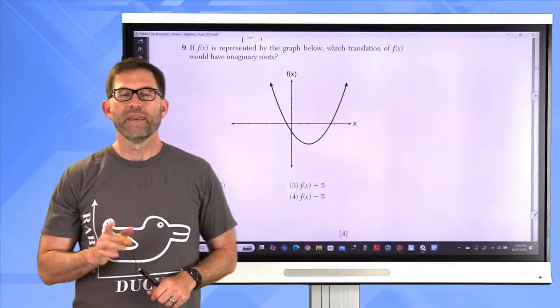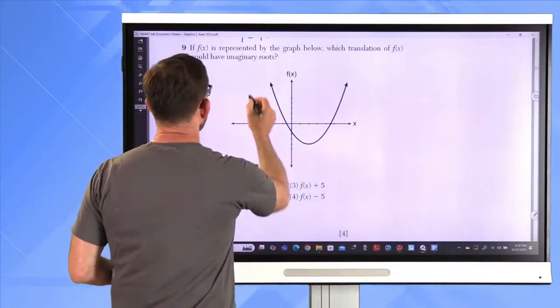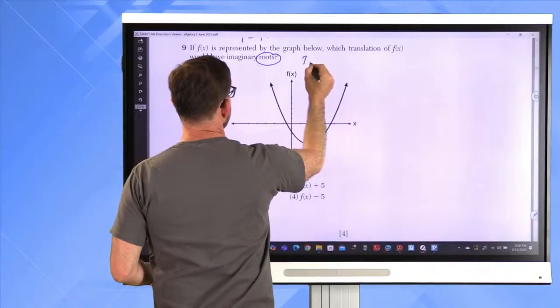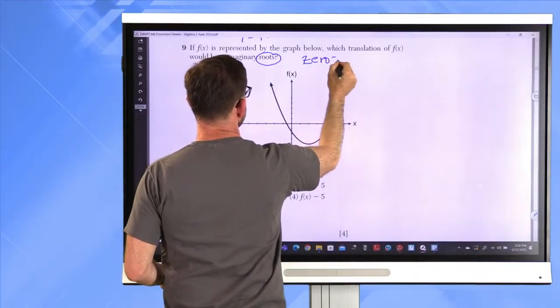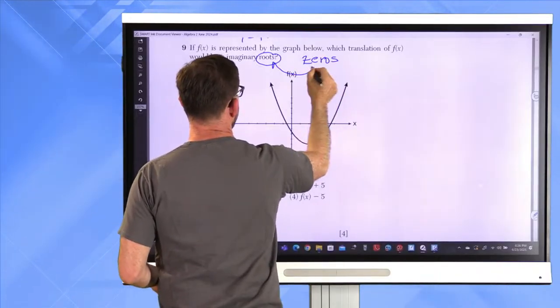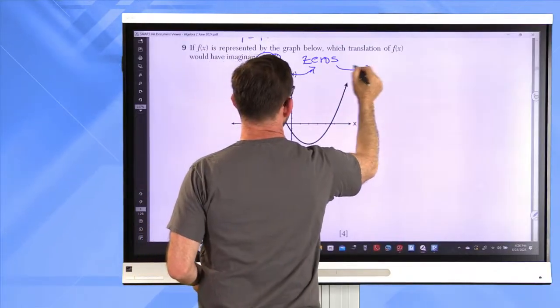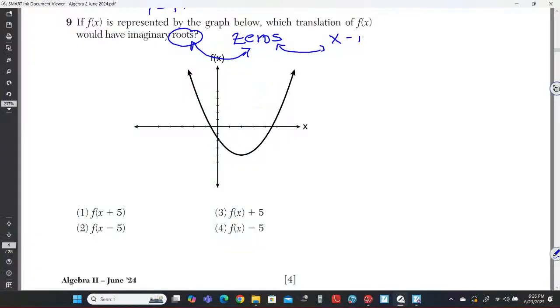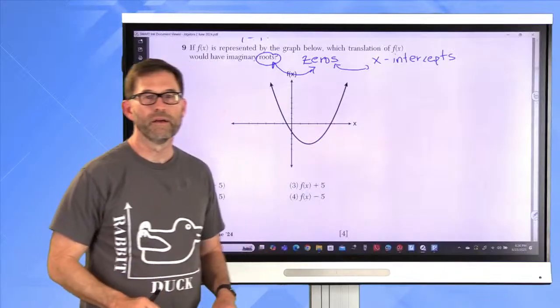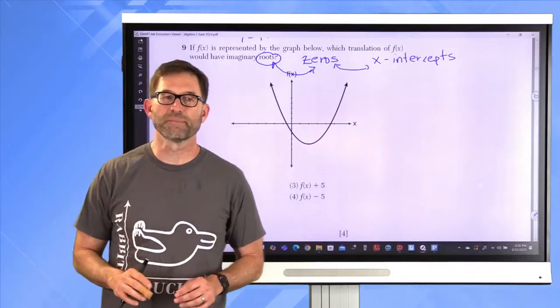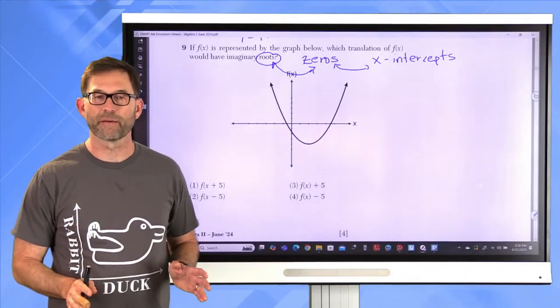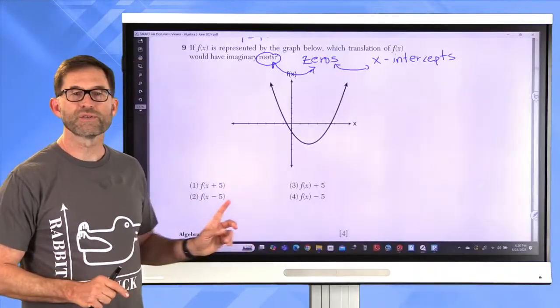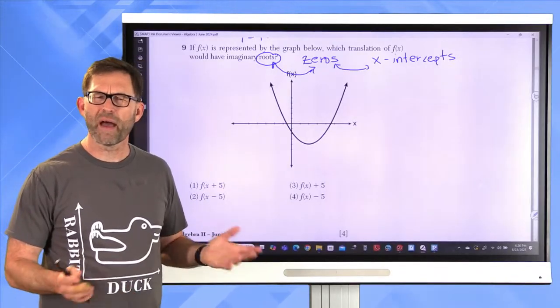Now, I kind of wish, instead of the word roots here, they had used the word zeros, but zeros and roots are the same thing. And they're the same thing as x-intercepts. Roots, zeros, x-intercepts, all more or less the same thing. So the question is, which one of these things would result in imaginary roots?